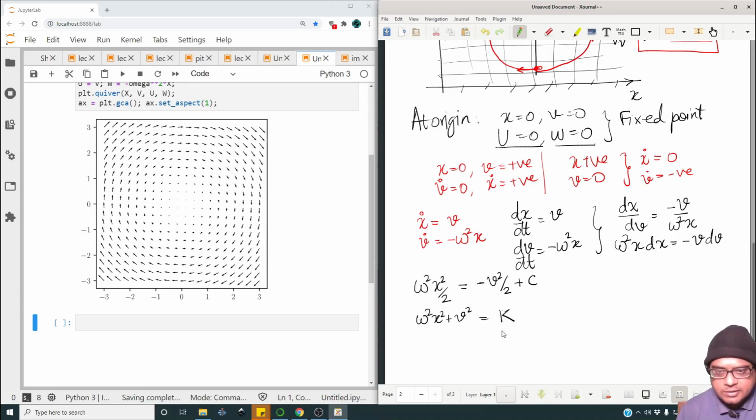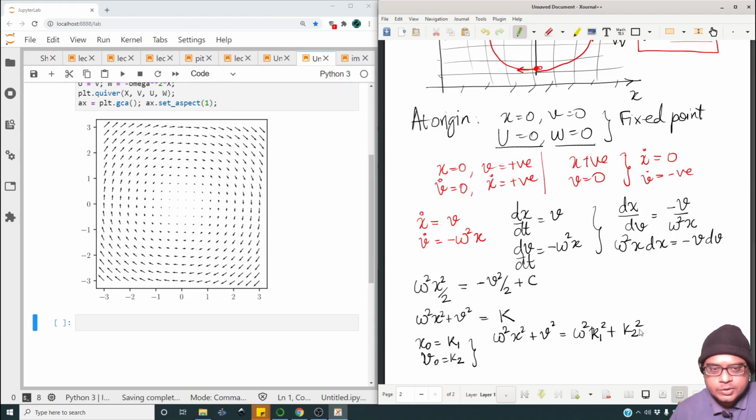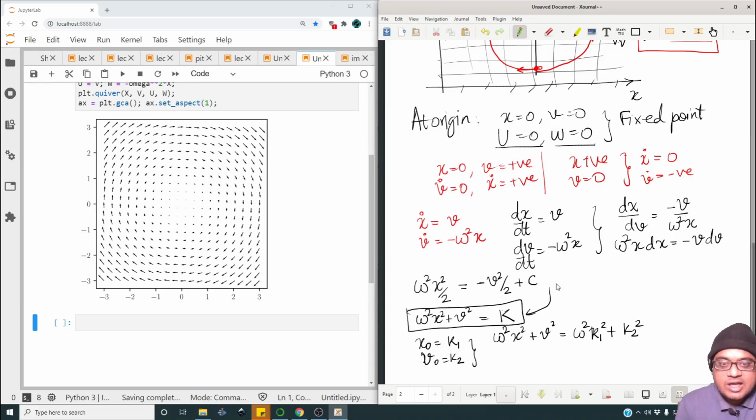Now what is the value of the constant? It depends on the initial condition. If we choose x naught equal to say k1 and v naught equal to k2, then we have omega square x square plus v square is equal to omega square k1 square plus k2 square. So depending on what the initial conditions are, we are essentially setting this function's iso value.